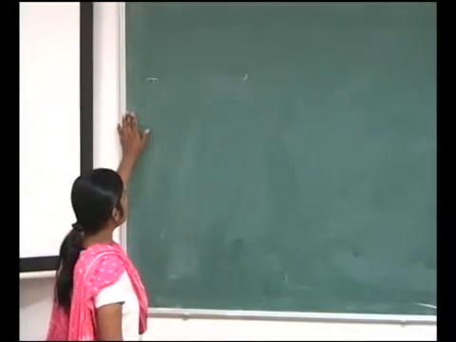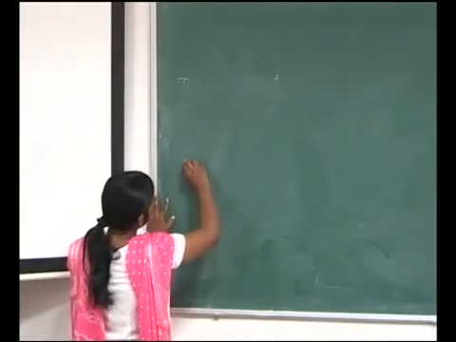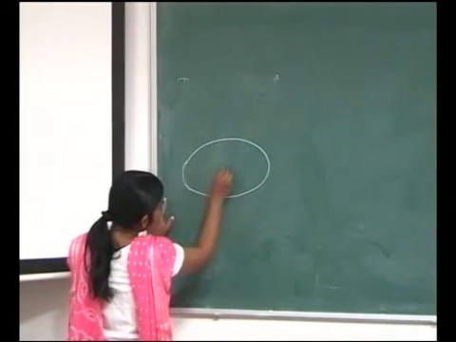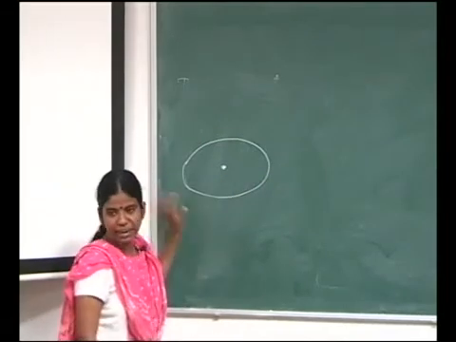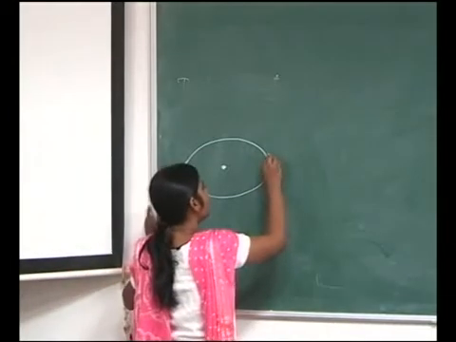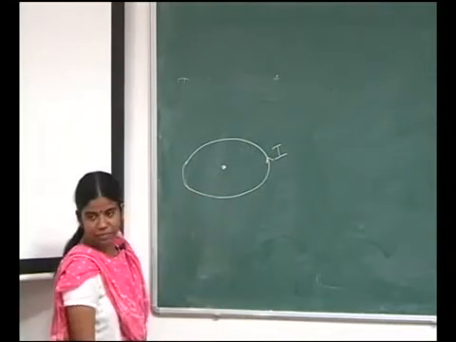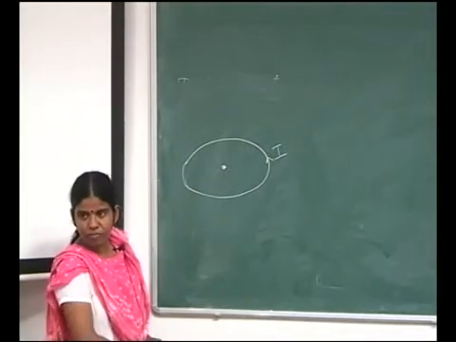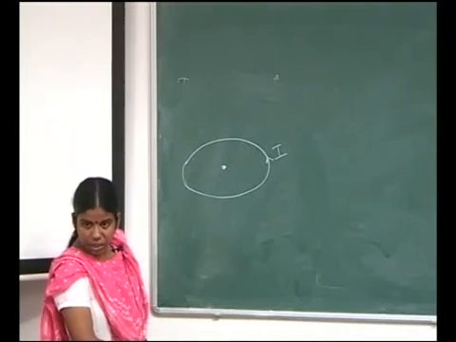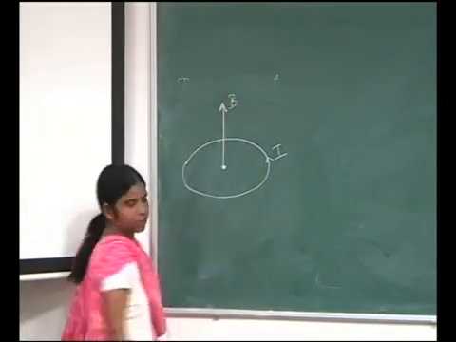So, taking the discussion forward from yesterday, today we will try to calculate the magnetic field at the center of a current carrying loop. This is the current carrying loop I, and I want to calculate the magnetic field. What would be the direction of the magnetic field from the right hand screw rule? Magnetic field किस direction में होगी? Upwards. So here I have B.